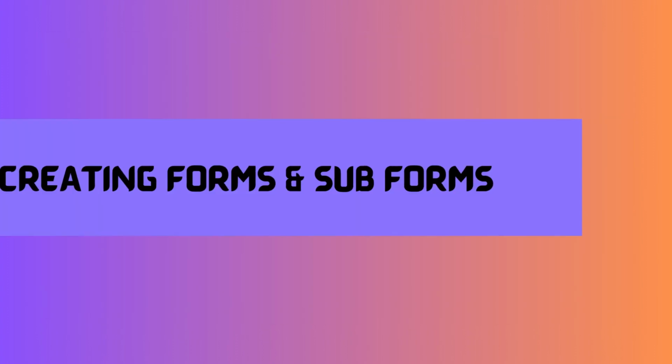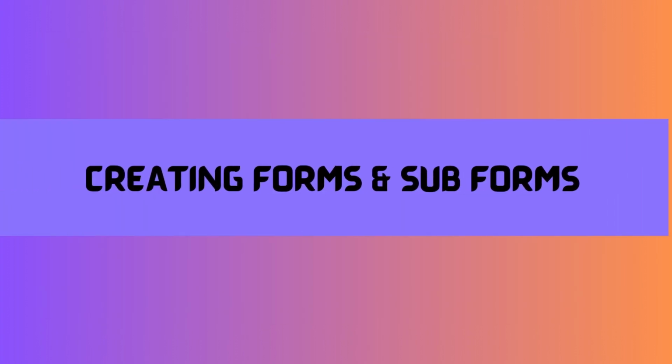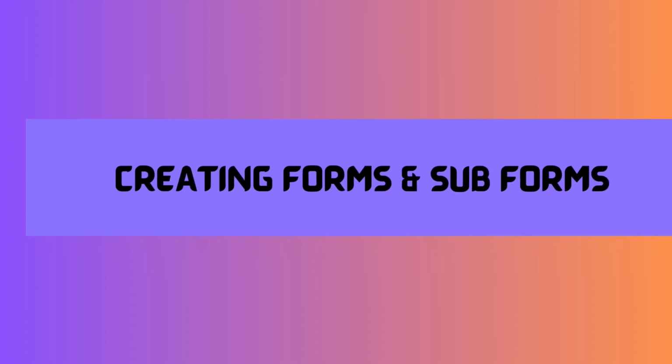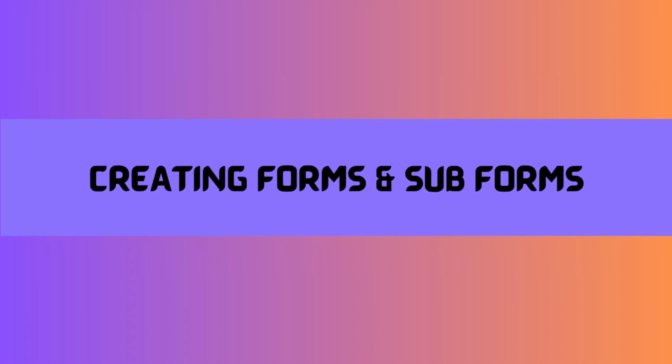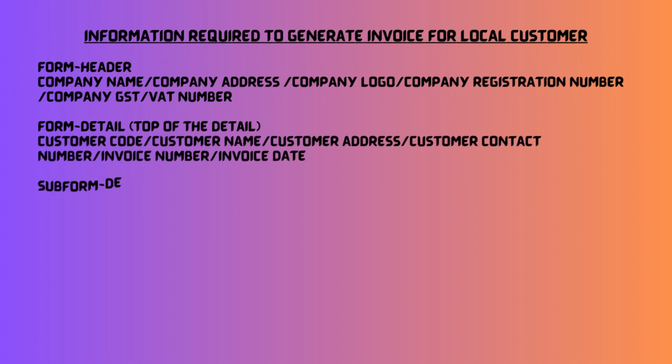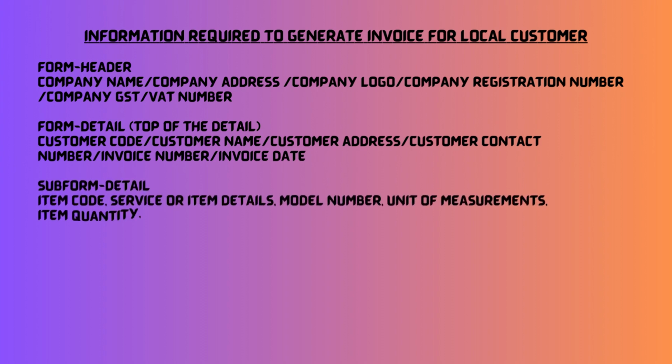By using a subform with a continuous or datasheet layout, you can display multiple related records within the subform. For example, imagine you have a form displaying information about a customer such as name and address, invoice number, invoice date, and if the customer purchased more than one line item, you can use a subform to show the information such as stock code, item description, model number, item quantity, unit price, taxes and total amount, etc.